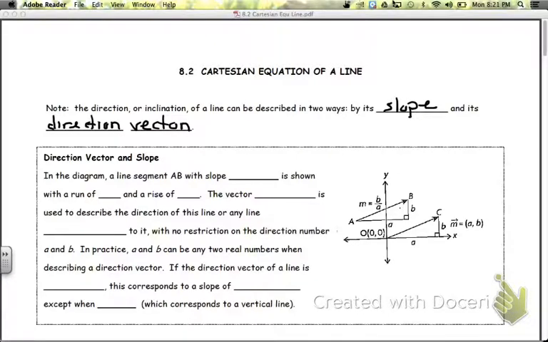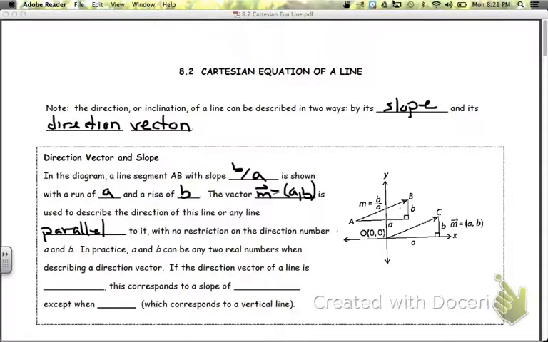In the diagram here to your right, a line segment AB with a slope B over A is shown with a run of A, because it's always rise over run, and a rise of B. The vector, which is our direction vector, m, is equal to (A, B). It is used to describe the direction of this line or any line parallel, with no restriction on the direction numbers A and B. In practice, A and B can be any two real numbers when describing a direction vector.